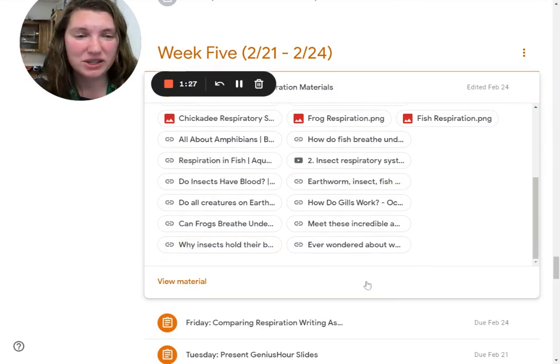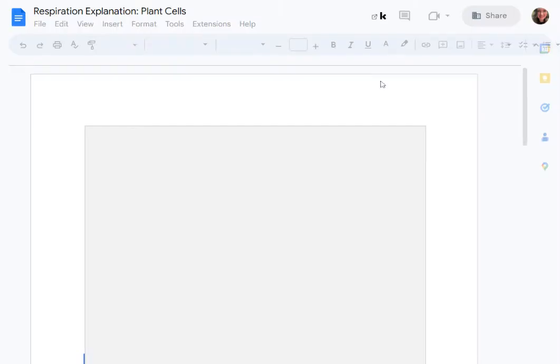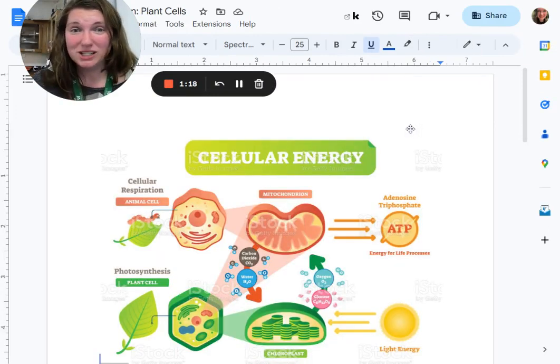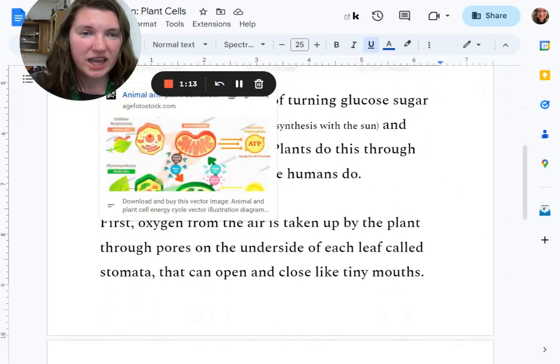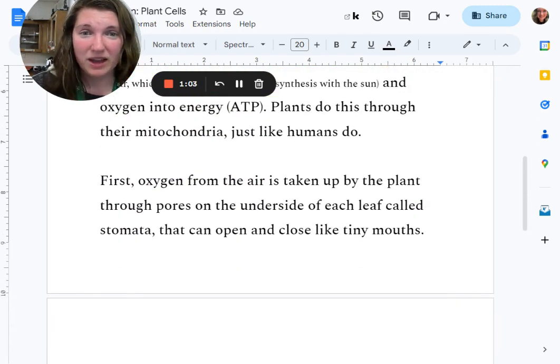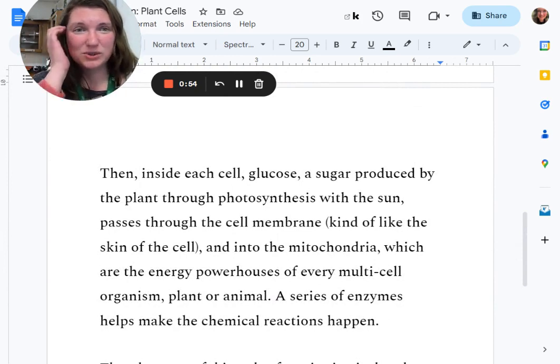And then your job is to write about it. So here's my example of something that I wrote. These are plant cells, how plant cells respire, because plants do respiration also. They're also breathing. Here is my diagram, and then I have this explanation here, the process of turning glucose sugar into oxygen and energy. We have this first, oxygen is coming in, then how it's processed, and finally how that oxygen is used.